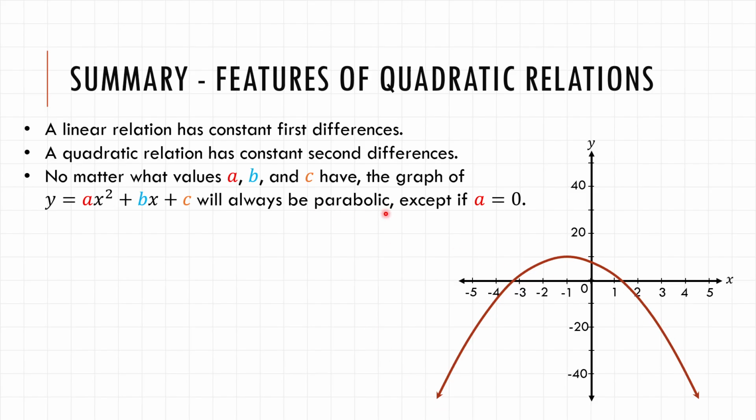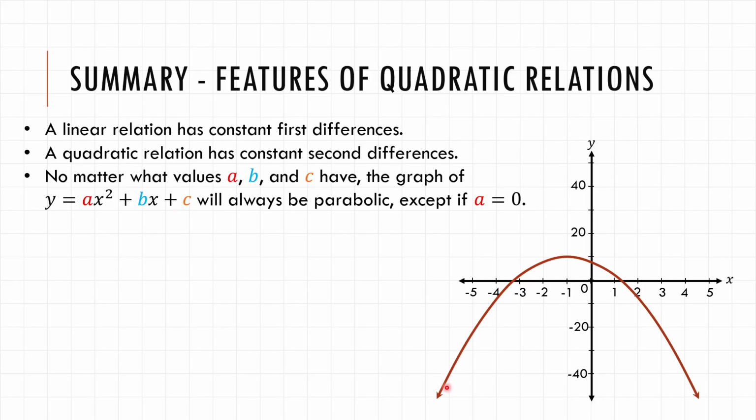The only case where it wouldn't be is if the a value was 0. So if this was 0, then 0 times x squared would just be 0, and you'd just be left with this portion right here. And if you notice, that is actually a linear relation. mx plus b, well, m and b could be any letter, so bx plus c basically means the same thing.